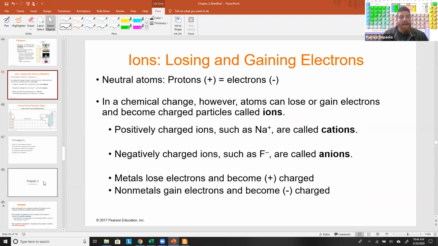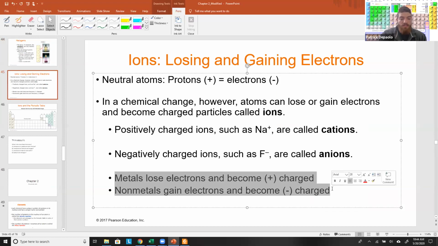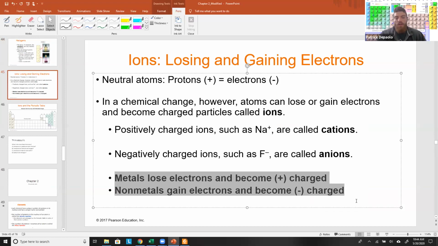So I talked about cations and anions, right? Cations are positively charged, and the metals like to form cations, so they lose electrons to become positively charged. Then you have the anions, which are negatively charged, and they are mostly non-metals. These are really key phrases. If you memorize these phrases, you're good.